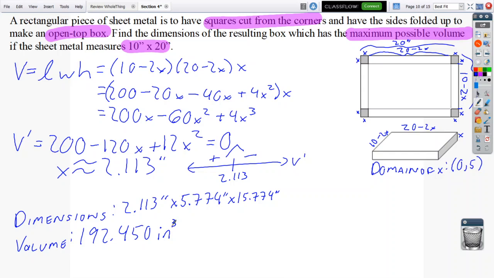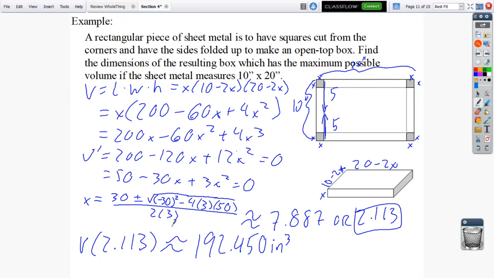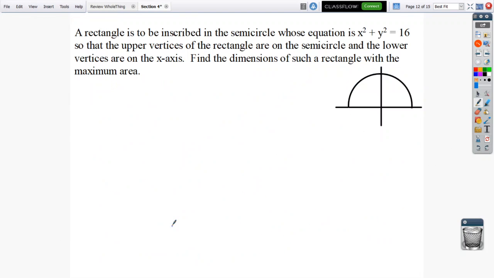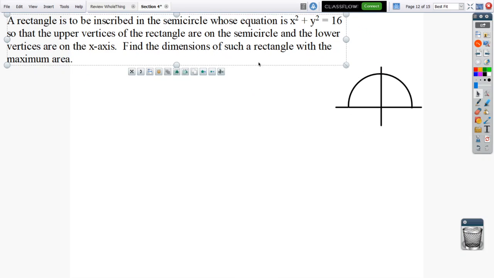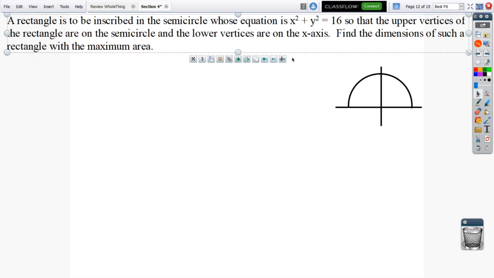Fun times. And I got one other type of problem. And it's this one. A rectangle is to be inscribed in the semicircle whose equation is x squared plus y squared equals 16, so that the upper vertices of the rectangle are on the semicircle and the lower vertices are on the x-axis. Let's spread this out so that I can actually get some more space to write and draw stuff. All right. Okay, that sounds really weird.